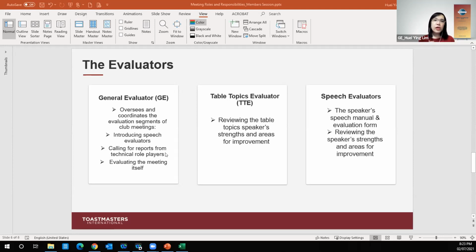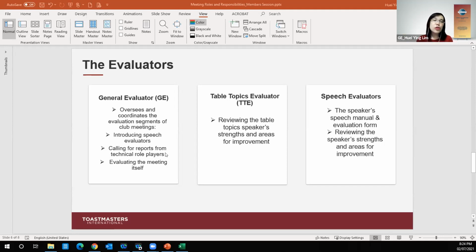If you feel you want to take up the challenge, always feel free to reach out to some of us, and we will be happy to give you the opportunity, or you can even play a role as a GE in your own club meeting as well. At least you can have the experience of how to do a general evaluation. So this is the general evaluator.